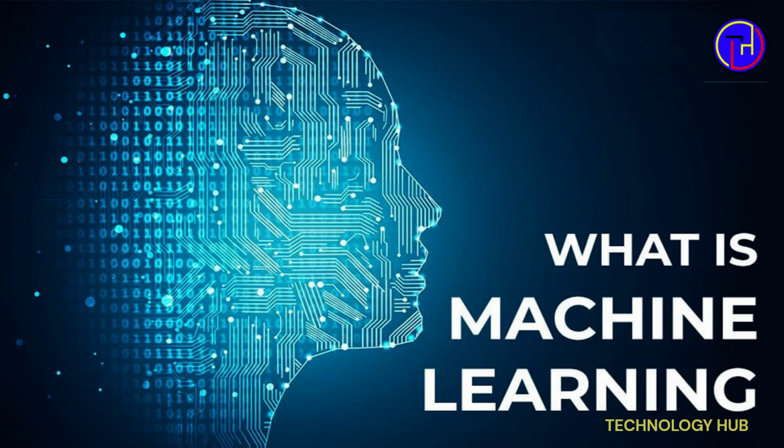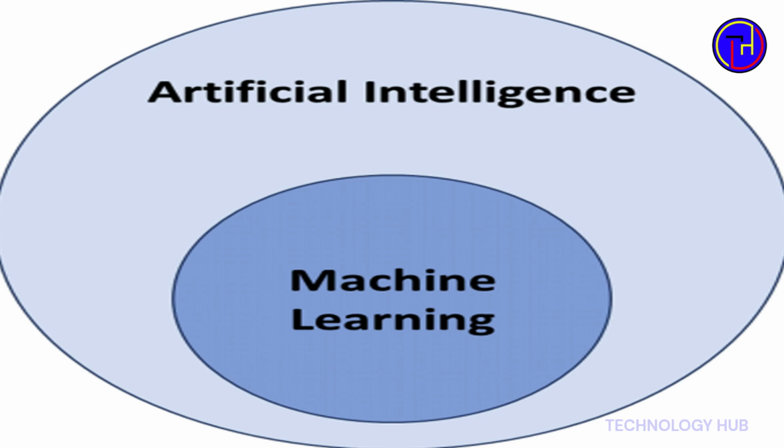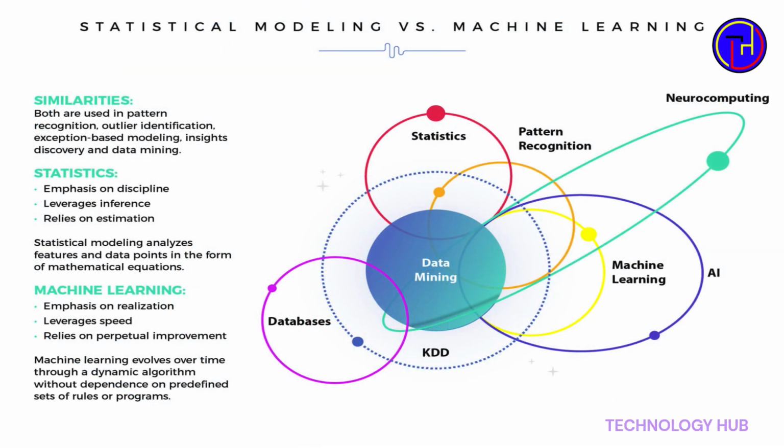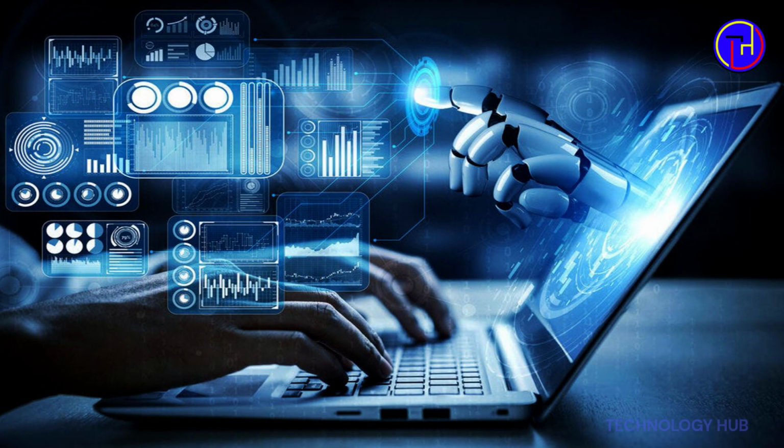What is machine learning? Machine learning is a subset of artificial intelligence that involves the use of algorithms and statistical models to enable computer systems to improve their performance on a specific task as they are exposed to more data. In other words, machine learning allows computers to learn from experience and automatically improve their performance without being explicitly programmed.